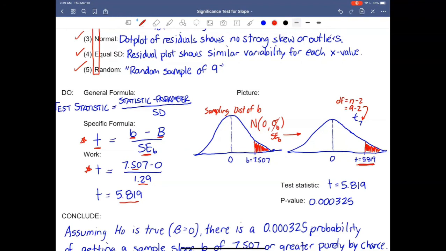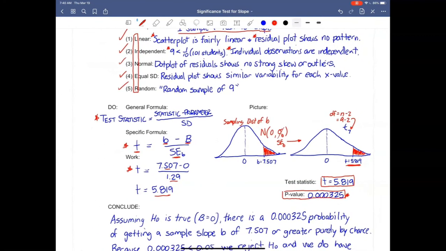I try to train my students to put a box around the test statistic and a box around the p-value. The reason is that at the end of the year on the AP exam, this is something that will definitely be on the rubric. So we got a very, very small p-value that you can see here, and that's going to help us with our conclusion.